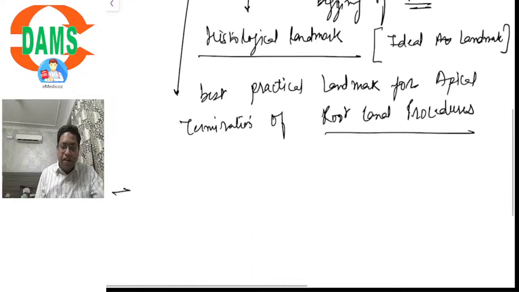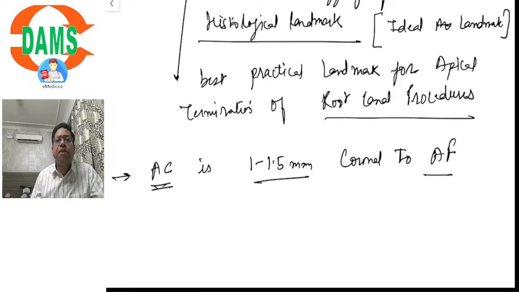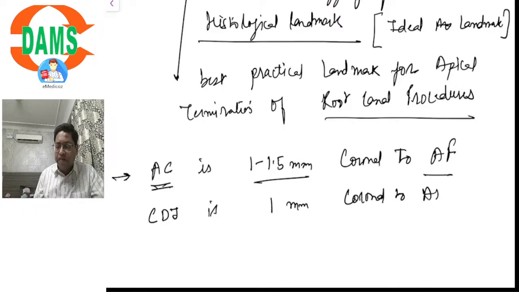Now, if we look at the dimensions and the positions of these landmarks, then the apical constriction is on an average 1 to 1.5 millimeter coronal to the apical foramen. The minor diameter is 1 to 1.5 millimeter coronal, meaning above the apical foramen in the root canal. If we talk about the CDJ, it is usually in the range of 1 millimeter coronal to the apical foramen.